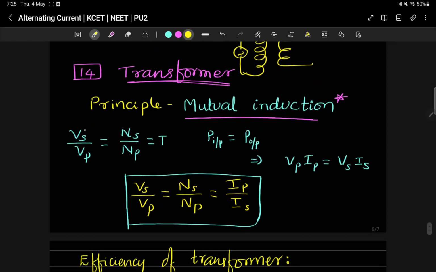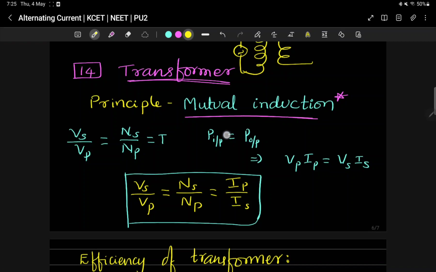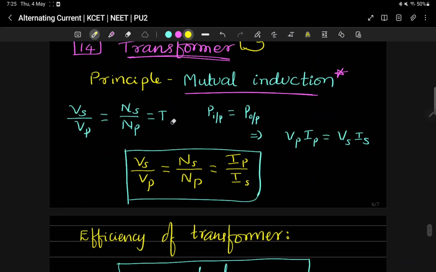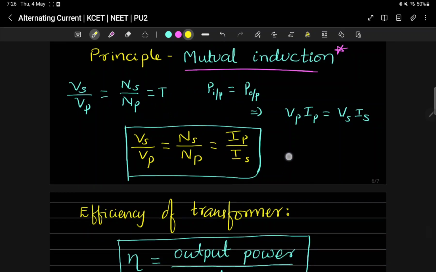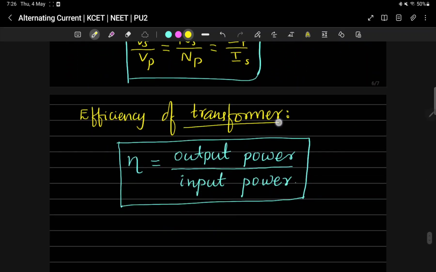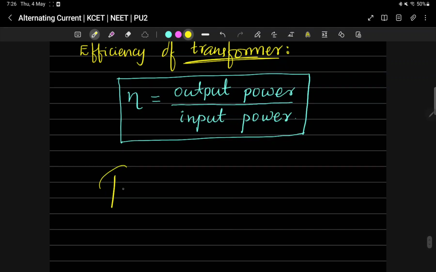Now the voltage across the secondary coil divided by the voltage across the primary coil is equal to the number of turns in the secondary coil divided by the number of turns in the primary coil. This gives the turns ratio, and from that we get Ip divided by Is, Vs by Vp, Ns by Np, but Ip by Is you get because current is reciprocal to voltage and number of turns. This is very important, and this turns ratio formula is also very important. Then the efficiency of a transformer is given by output power divided by input power. These are the list of formulae from alternating current.